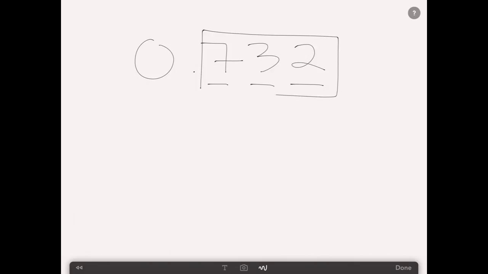Now let's talk about rounding decimals. So I'm just going to write a decimal here. This decimal has 3 place values. We have the tenths, hundredths, and thousandths. Don't forget when you read this, you read the whole number here at the end and then say the last decimal place. So this would be 732 thousandths. So let's round this number to the nearest tenth. We know that the nearest tenth would be the 7. The 7 is in the tenth place value.